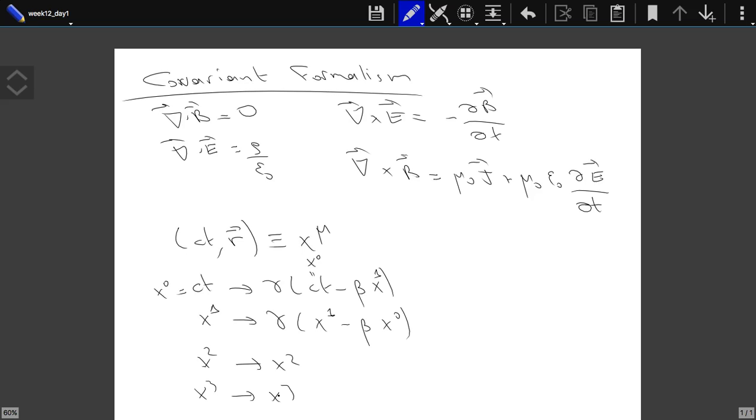And we said that all these four laws we can write in the form: x mu is transformed into x prime mu, which we can write as this matrix product. Here you should understand this as a matrix product. This is the column index, and this is the row index of my matrix.